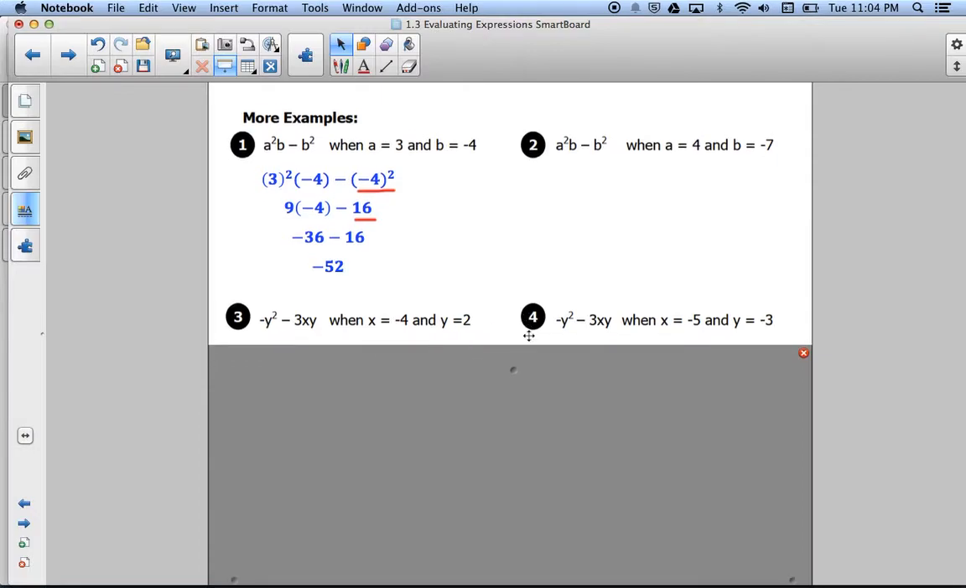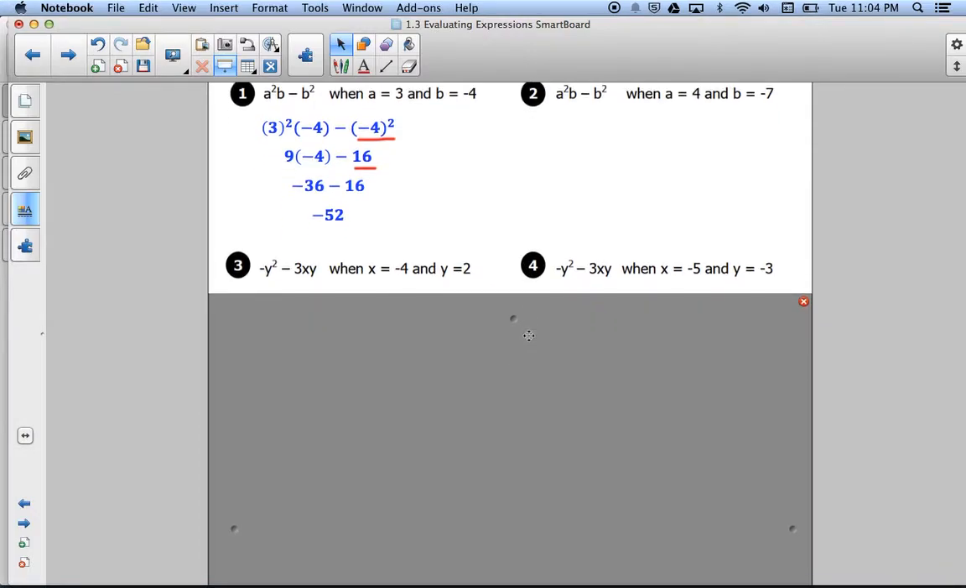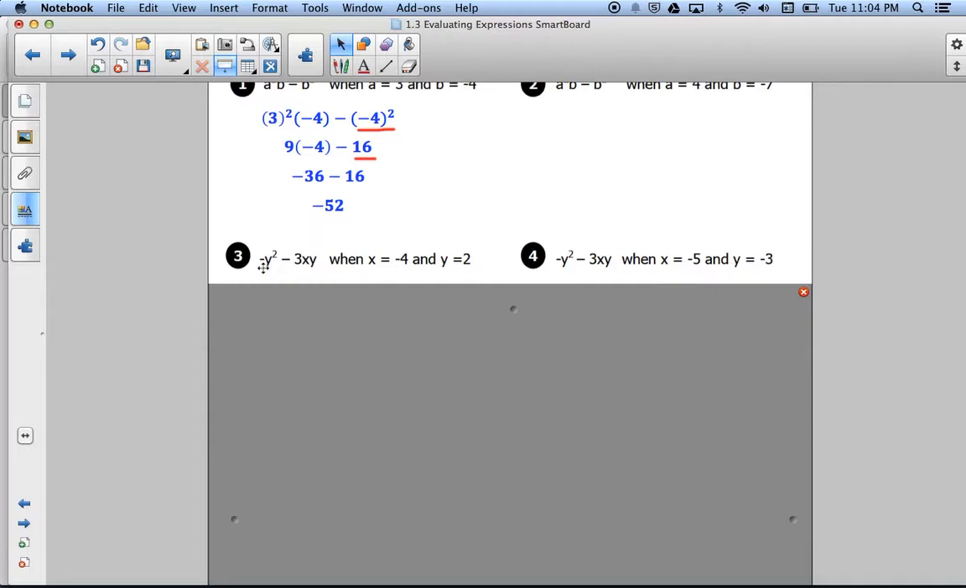Let's take a look at number 3. We have the opposite of y squared minus 3xy. This is pretty tricky. We've got some interesting negatives here. So let's start by recopying the expression, but wherever I see x, I'll replace it with parentheses negative 4. Wherever I see y, I'll replace it with parentheses 2.